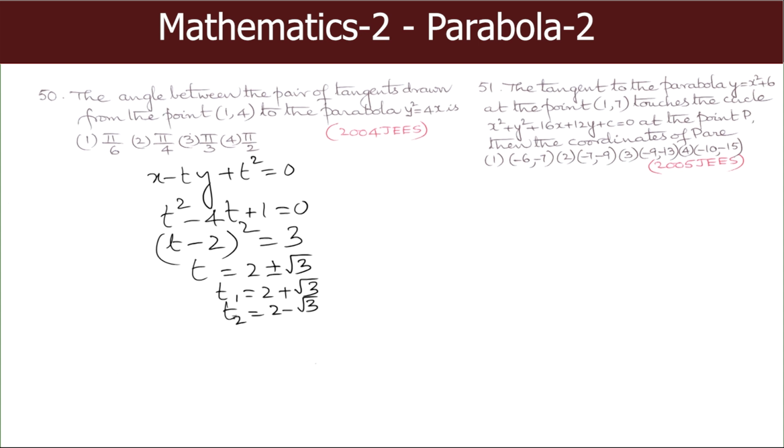Okay, these are T1, T2. So what is the angle between them? What do we do here? These are the slopes. 1/t is the slope. So 1/t is 2 minus √3 for one tangent slope, and 2 plus √3 for the other tangent slope. So the angle between them is arc tan of the difference of the slopes, m1 minus m2, which is 2√3, by 1 plus m1 m2, which is 1 plus 1, 2.